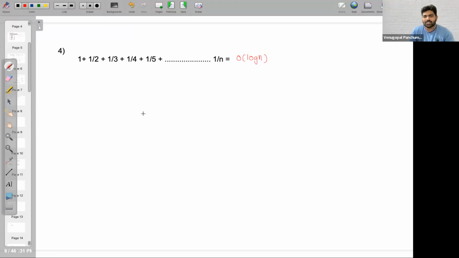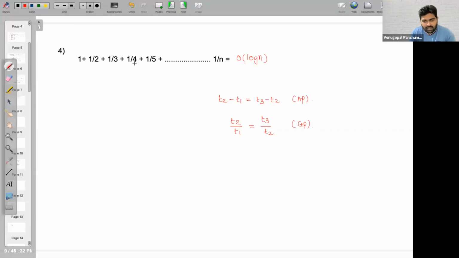It is not AP, it is not GP. If it has to be AP, then this formula needs to be satisfied: T2 minus T1 is equal to T3 minus T2. Is it satisfying this formula? No. This is the AP formula. If it has to be GP, it should satisfy T2 by T1 is equal to T3 by T2. Is it satisfying this formula? No. So it is not AP, it is not GP, friends. It is log n expansion.